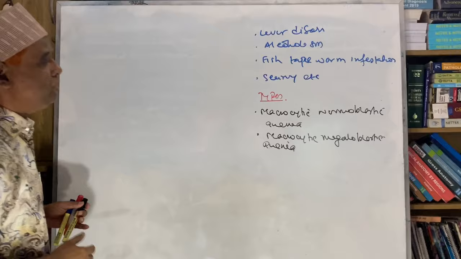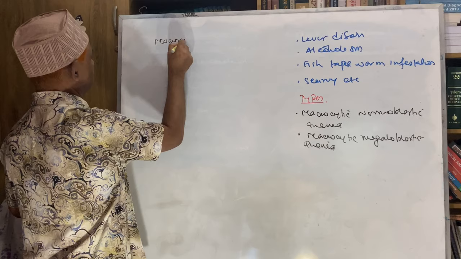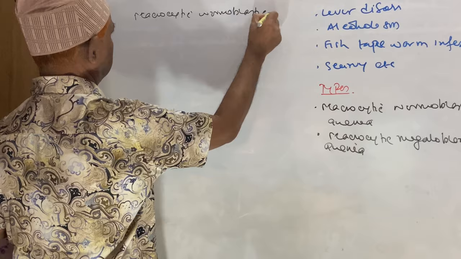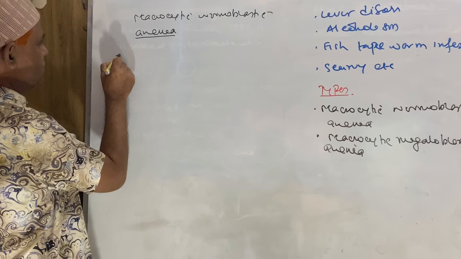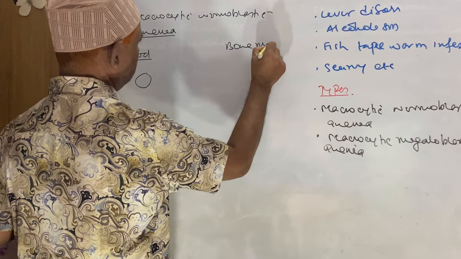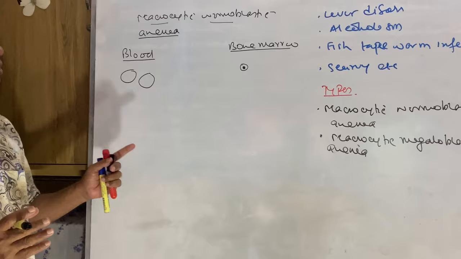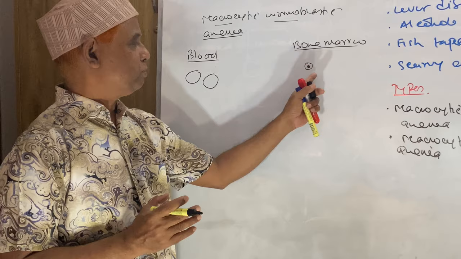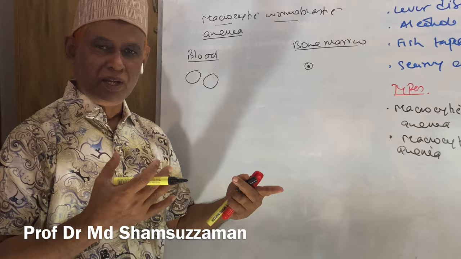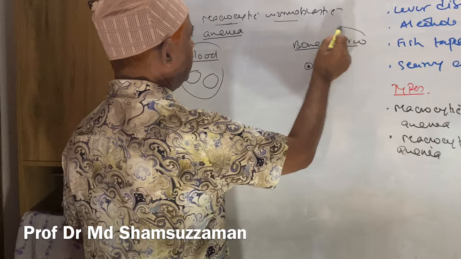Students, what do we mean by macrocytic normoblastic anemia? In macrocytic normoblastic anemia, if you consider the blood, we get macrocytes, and if it is bone marrow, we will get normoblasts. What it means is that during erythropoiesis, we get a lot of stages. The nucleated red cell which is normal in size, normally developing, and normally undergoing maturation is called a normoblast. So in macrocytic normoblastic anemia, in the blood we get macrocytes, and in the bone marrow we get normoblasts.